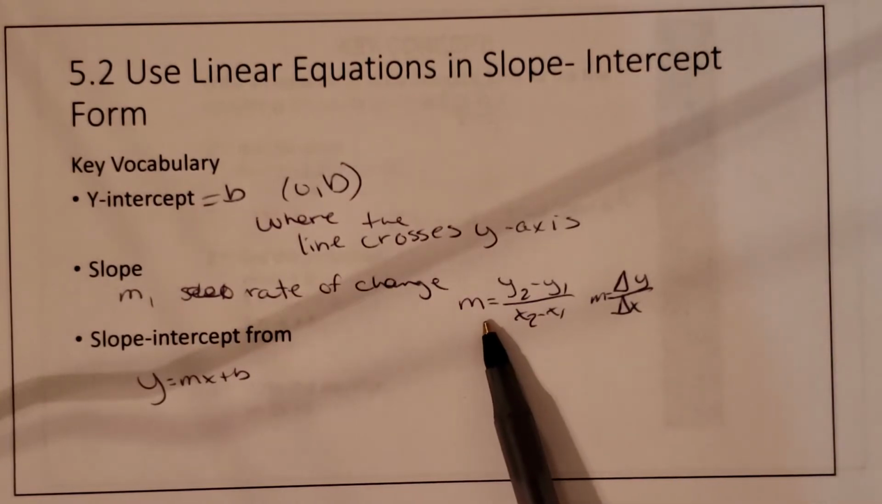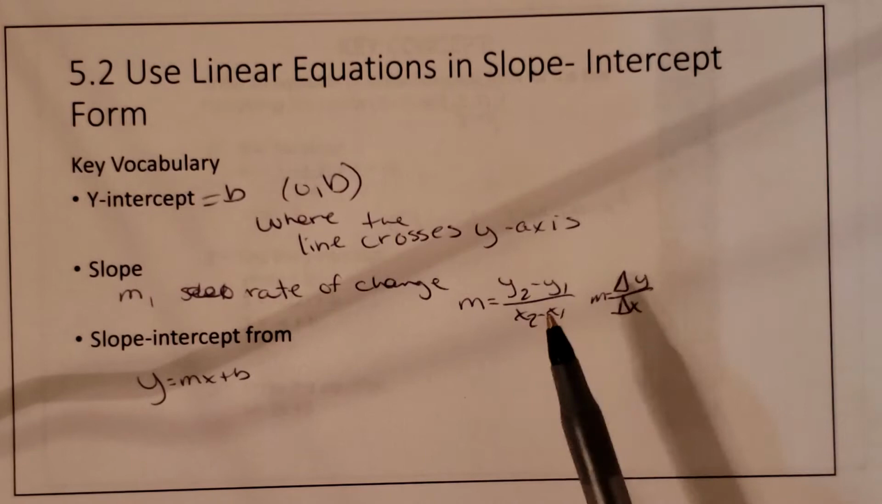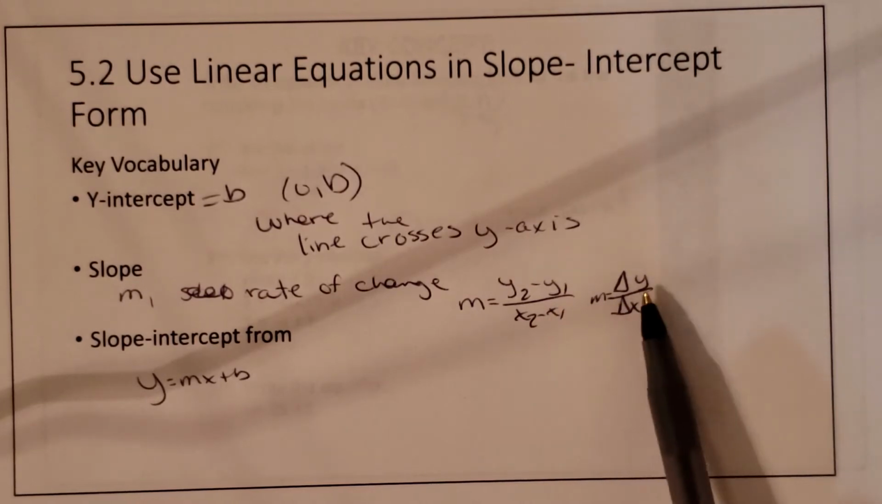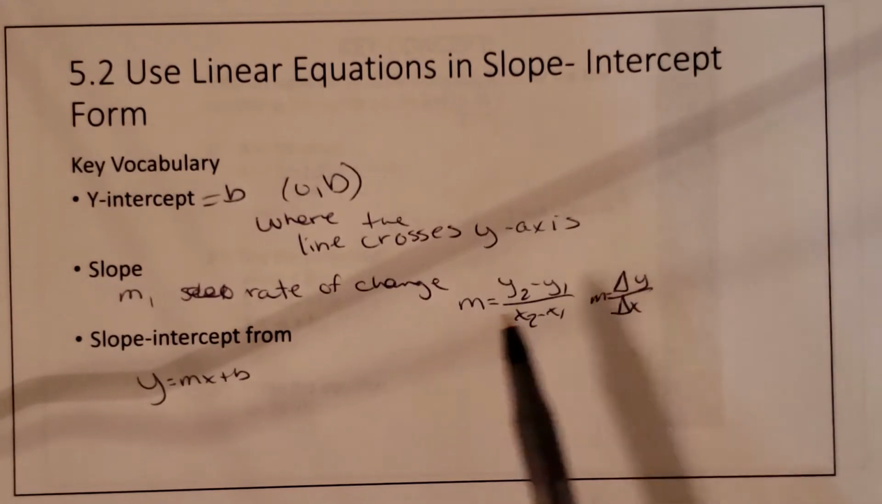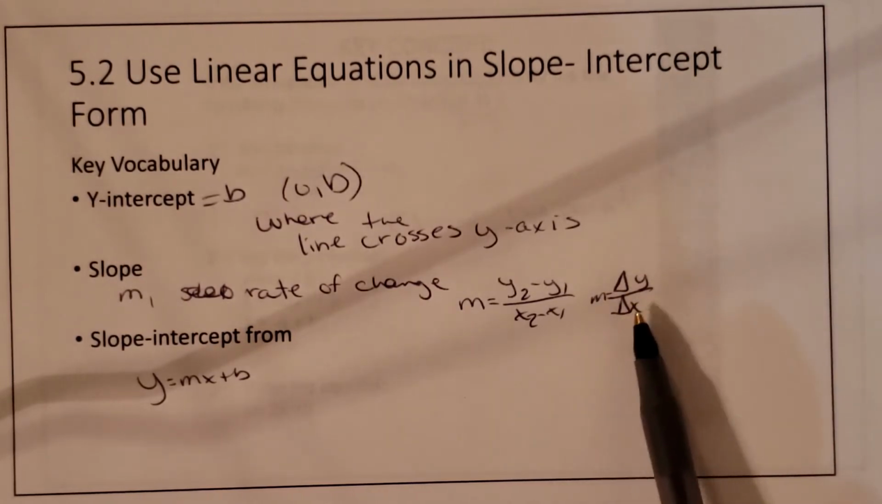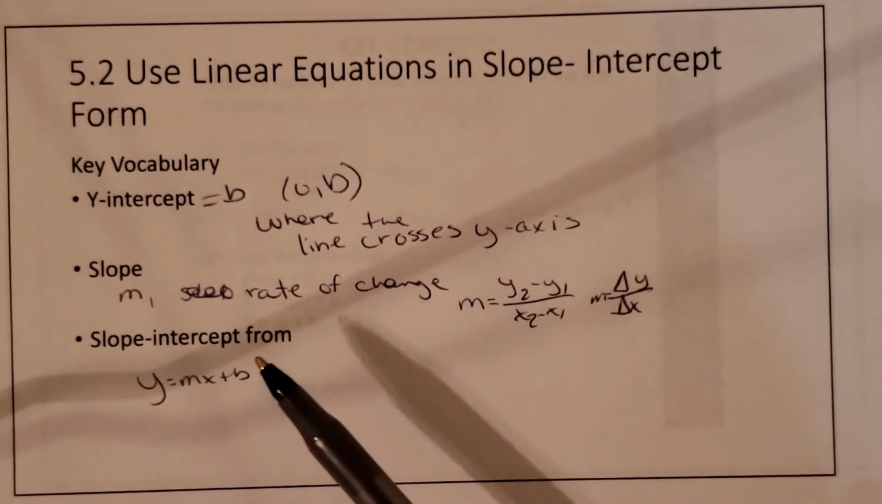M, the equation for it is y2 minus y1 over x2 minus x1. You guys have been telling me this over and over for the past week and a half, if not more. Delta, you guys know that because of physics, and you guys have been telling me that in class as well. So delta y over delta x just means the change of y over change of x.